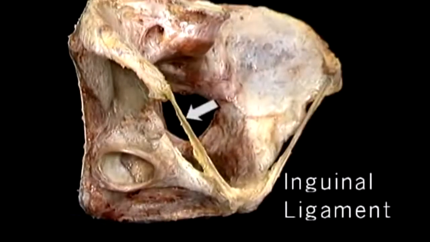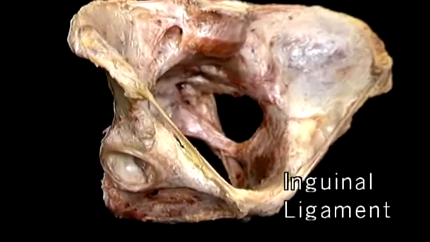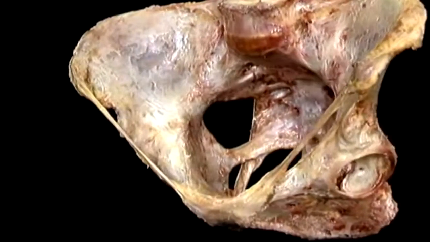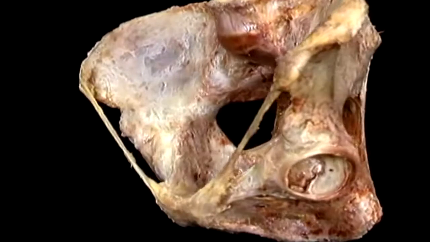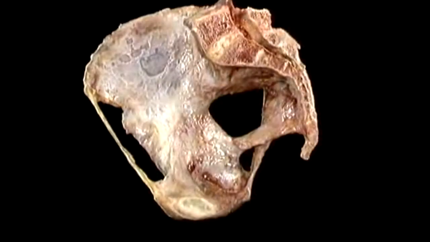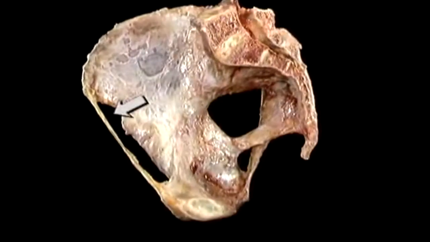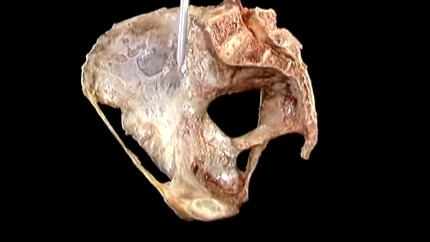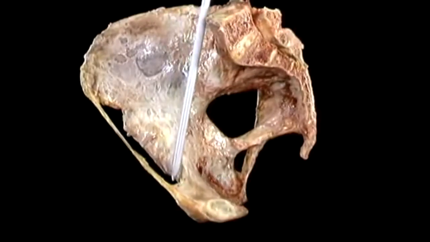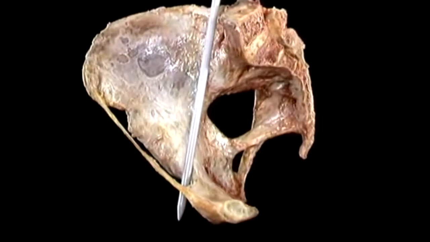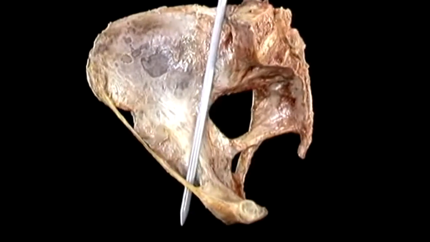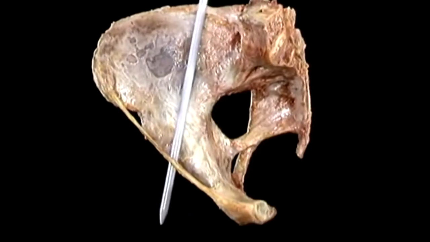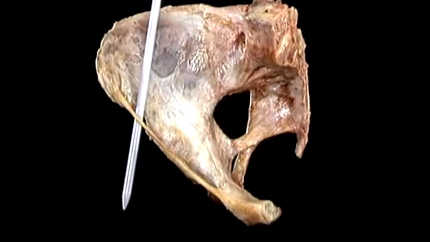Here's the inguinal ligament. It's a strong band of tendinous tissue that goes from the anterior superior iliac spine to the pubic tubercle. There's a gap between the inguinal ligament and the underlying bone. Through this gap, some important structures pass from the abdomen to the thigh, including the femoral vein, artery, and nerve medially, and the belly of the psoas and iliacus muscles laterally.